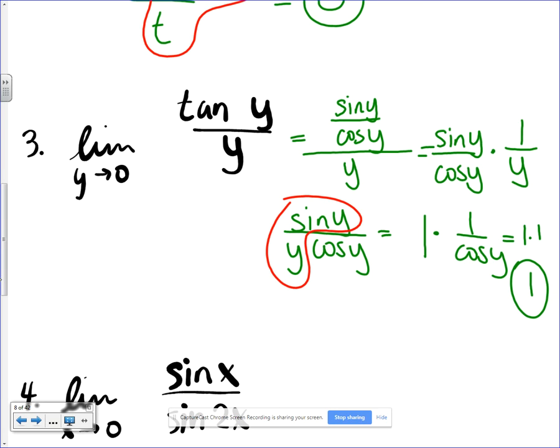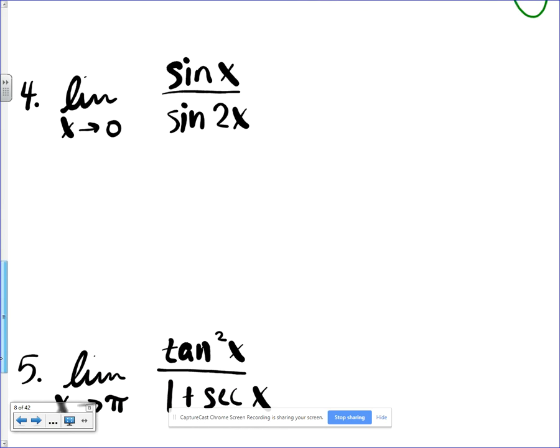All right, let's see here. I got 3 more left for you. Let's save the best one for last here. Let's look at that one.